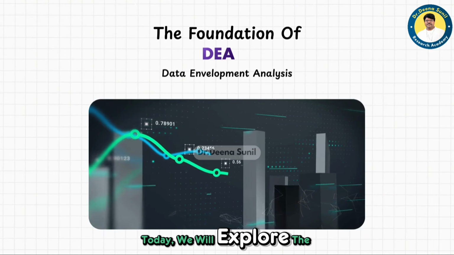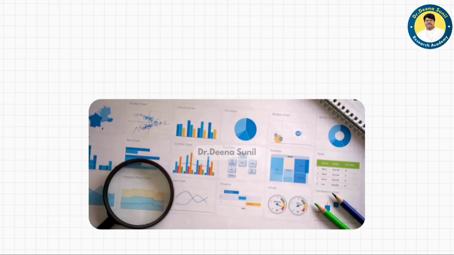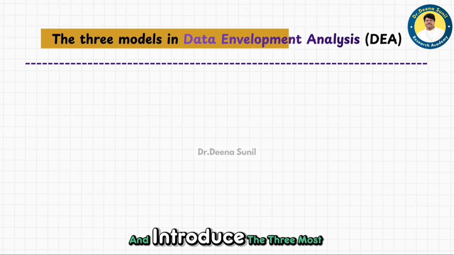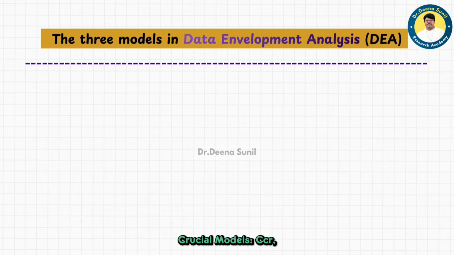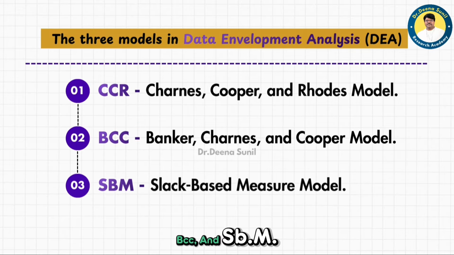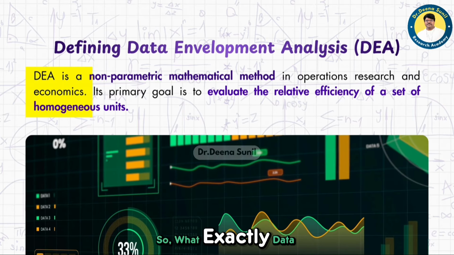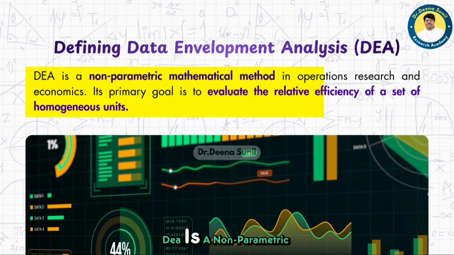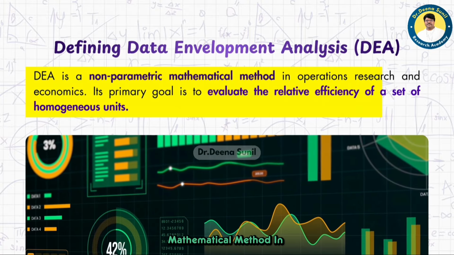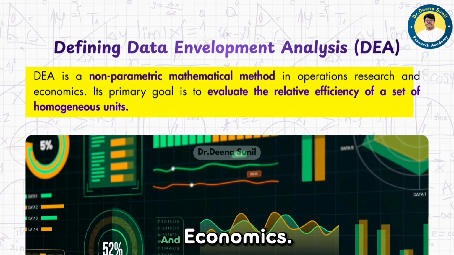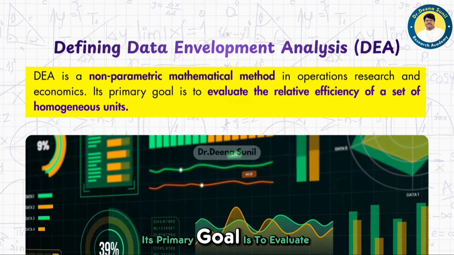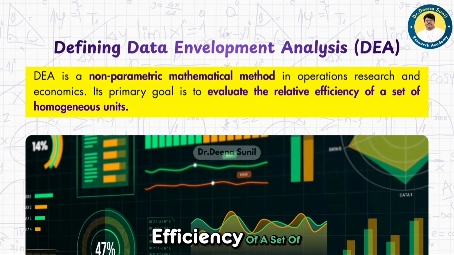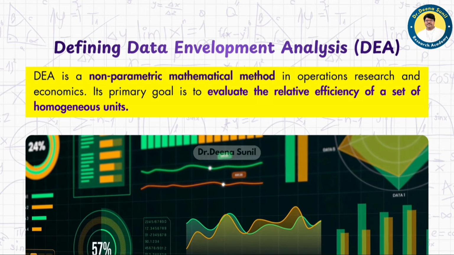Today, we will explore the foundation of DEA, define its key players, and introduce the three most crucial models: CCR, BCC, and SVM. So, what exactly is data envelopment analysis? DEA is a non-parametric mathematical method in operations research and economics. Its primary goal is to evaluate the relative efficiency of a set of homogeneous units.